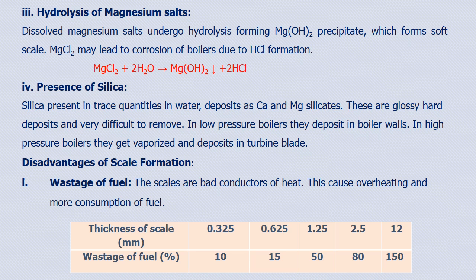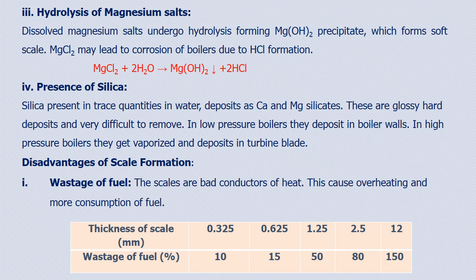So what is hydrogen chloride? It is hydrochloric acid. You know what happens when acid comes in contact with metal? Yes, it forms corrosion. So even though magnesium chloride forms a soft scale, that does not matter at all. But even a small trace of magnesium salt may lead to acid formation, which may lead to corrosion of the boiler parts and another trouble in the boilers. So magnesium salt should be avoided in the boiler feed water. It leads to corrosion of the boiler parts.